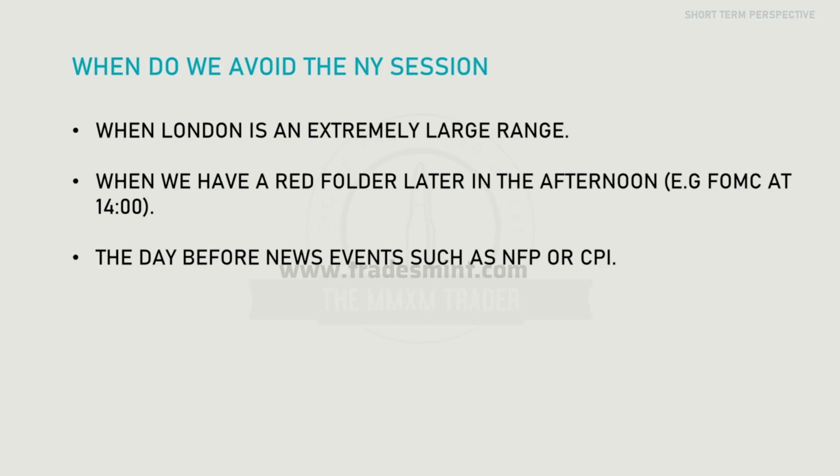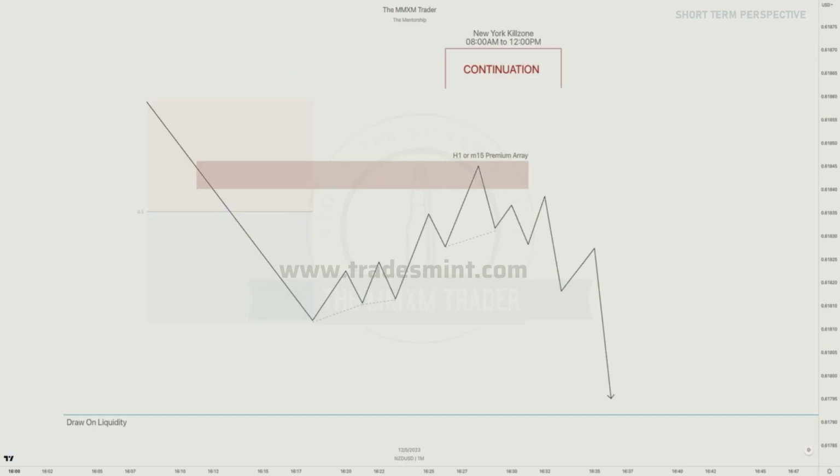Also, when we have a red folder later in the afternoon, like FOMC, most of the time that is at 2 p.m. EST, right? And then the day before news events such as NFP or CPI. Right, we've got a crude depiction for our short-term perspective bread and butter model, right? Remember, time is very important, so we're going to be looking for that setup in the New York kill zone, 8 a.m.